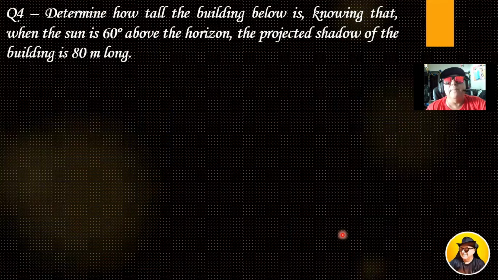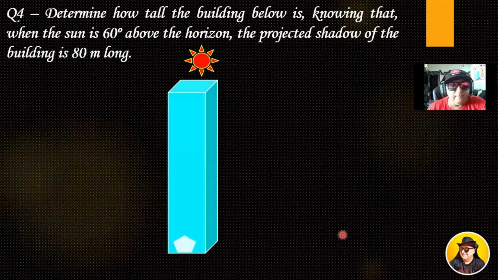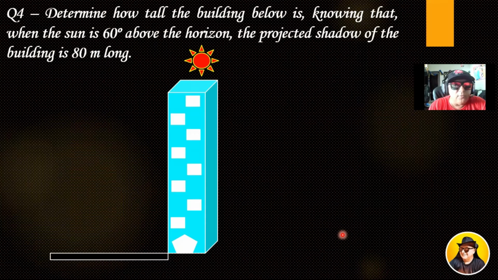Word problem number 4. Determine how tall the building below is, knowing that when the sun is 60 degrees above the horizon, the projected shadow of the building is 80 meters long. Let's see the situation. The figure is to make you understand the situation. This is the building. The sun is up there. So the shadow of the building is here on the ground, because the sun is here. And the problem says that the shadow is 80 meters long.